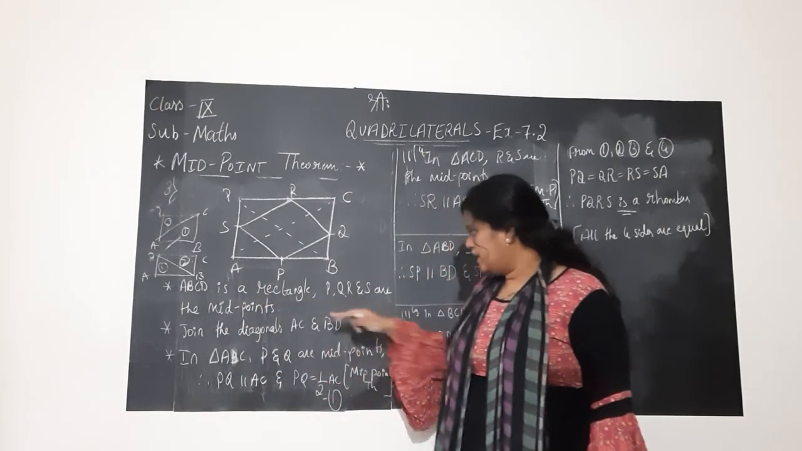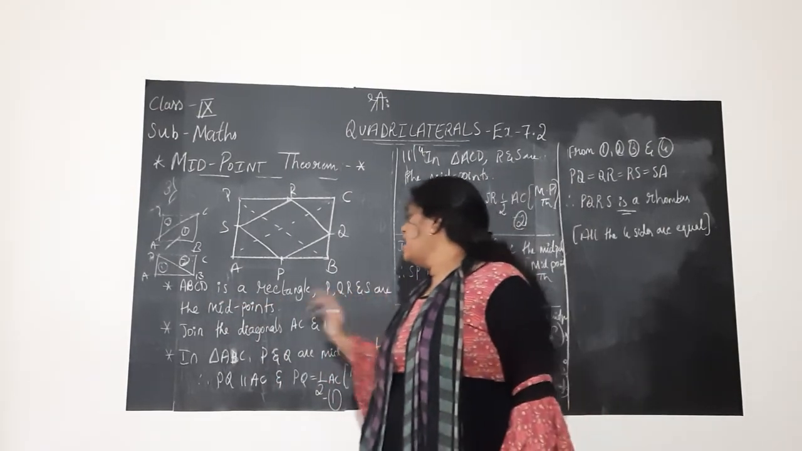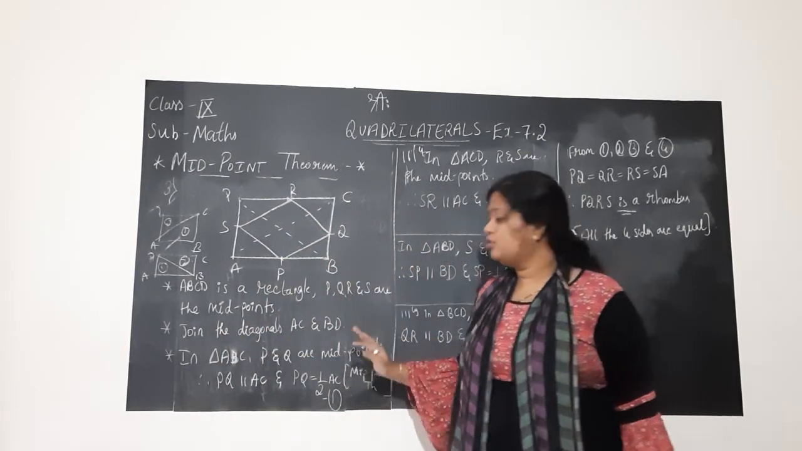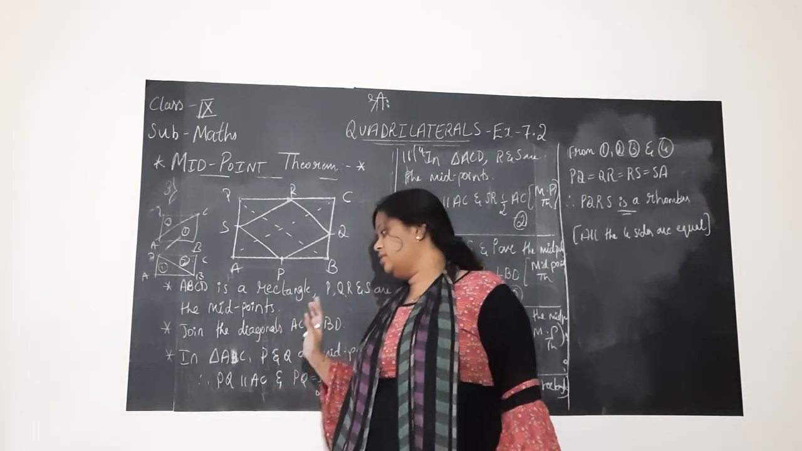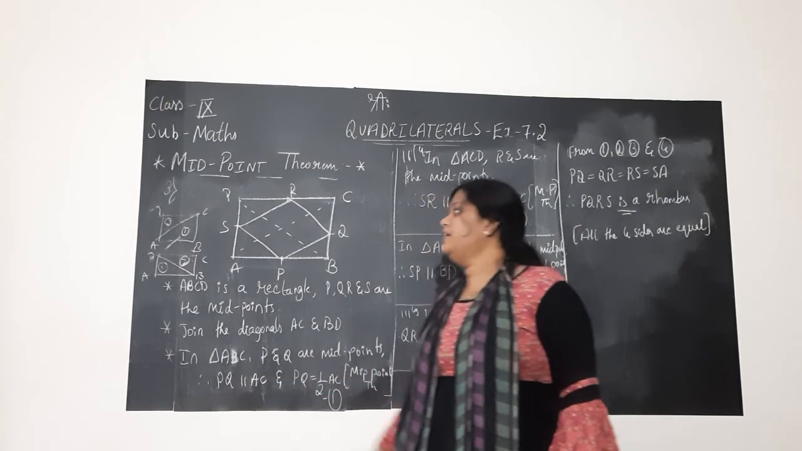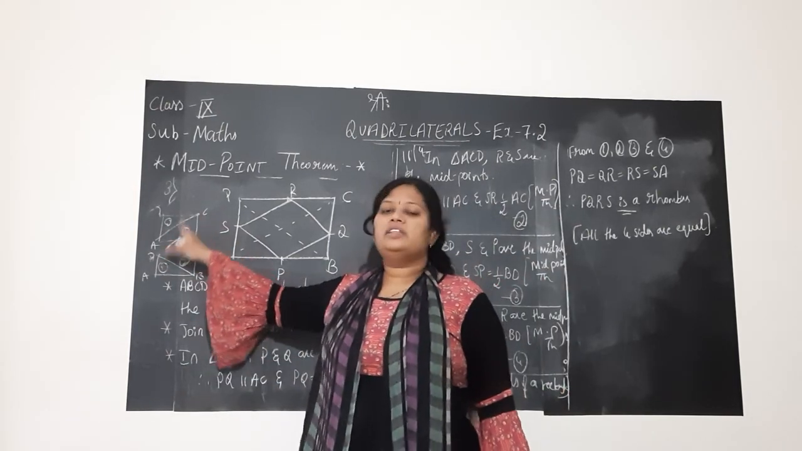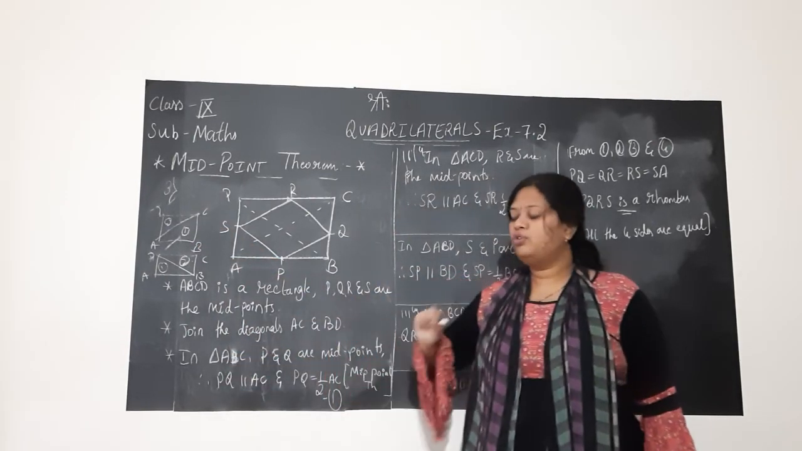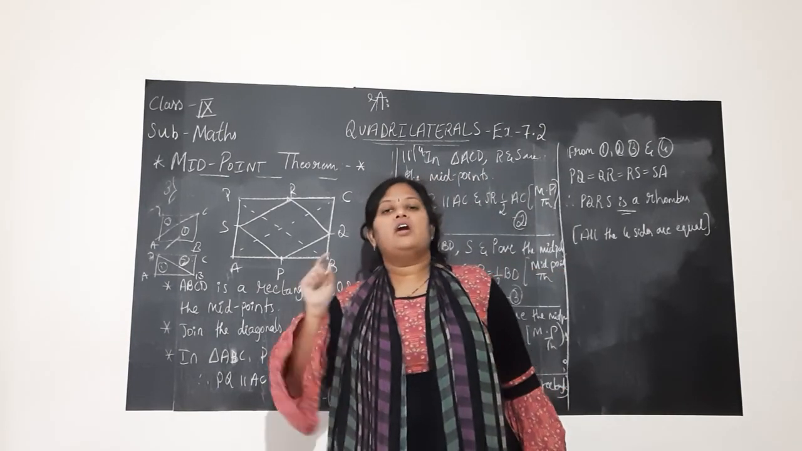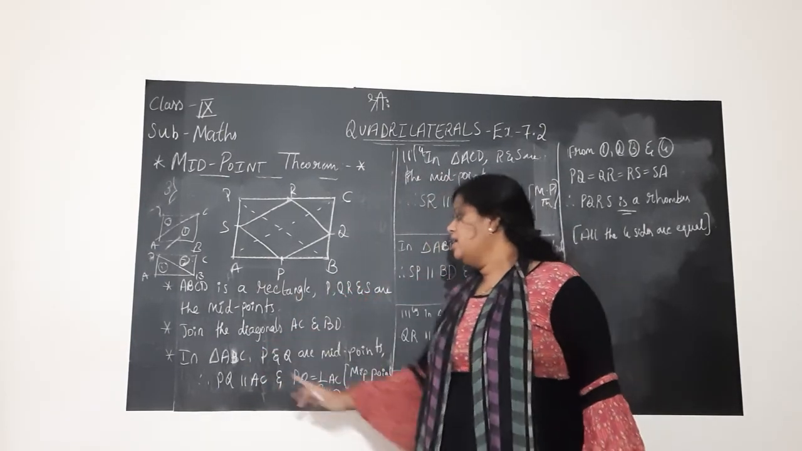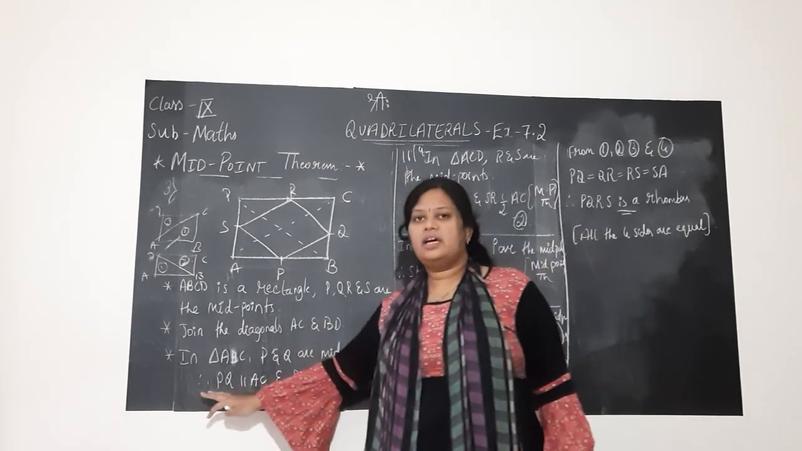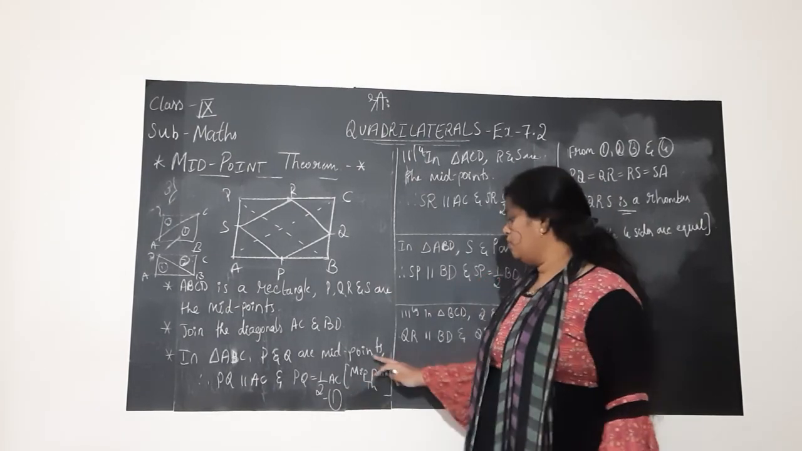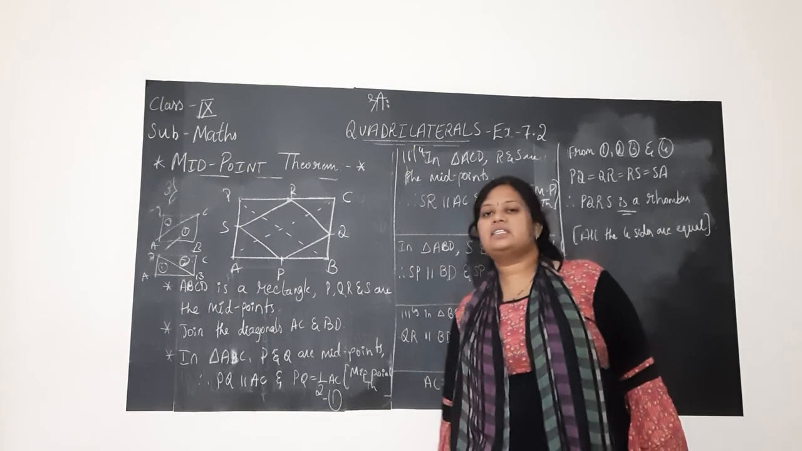So ABCD is a rectangle. P, Q, R and S are the midpoints. Join the diagonals AC and BD. All this explanation should be written; it is very much required. Now the first triangle we will consider, which we get by joining the diagonal AC, is triangle ABC. In triangle ABC, P and Q are the midpoints. By the midpoint theorem, children, PQ is parallel to AC and PQ is half of AC. Write the reason in the bracket as midpoint theorem, and call it equation 1.